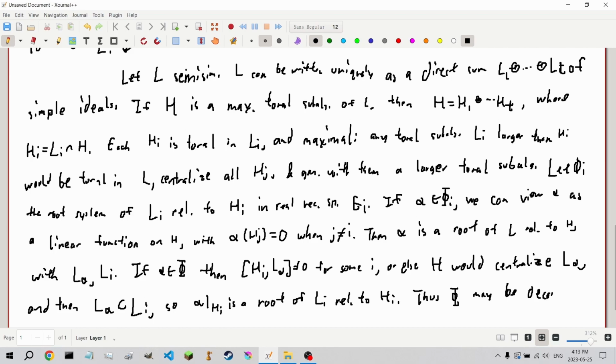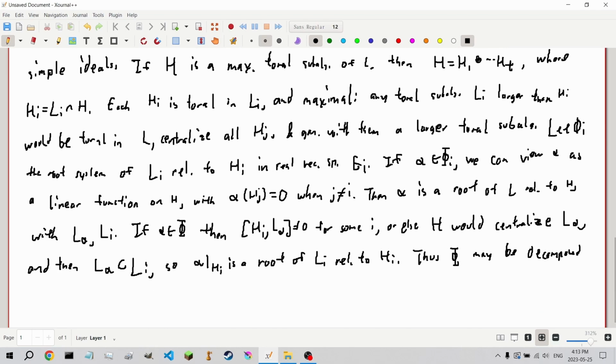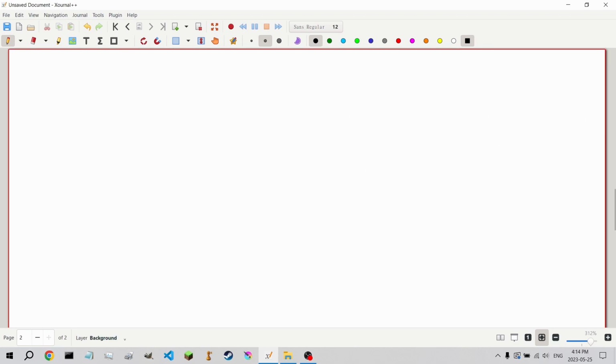Thus, this is just decomposing our root system. We decomposed into the union of Phi i's and the generated Euclidean space as the direct sum of E1 through Et. Why did I use n as my final subscript? Thus we get a corollary, which is going to go on a new page.